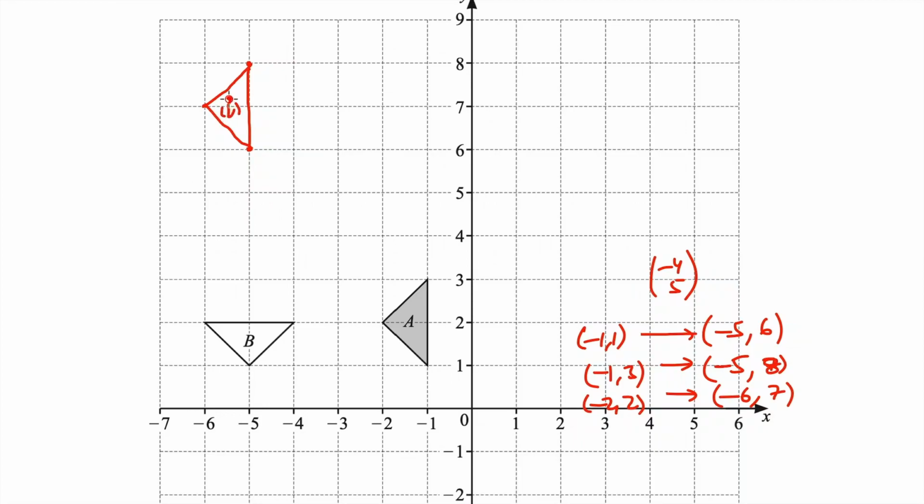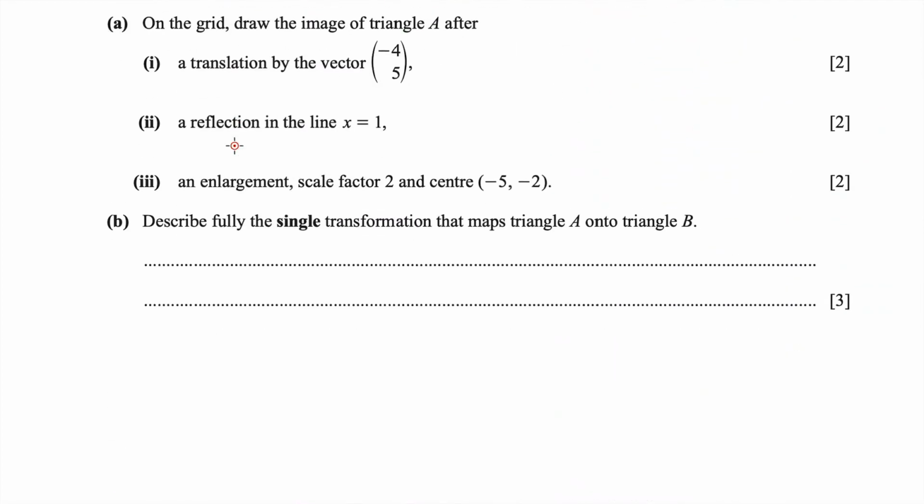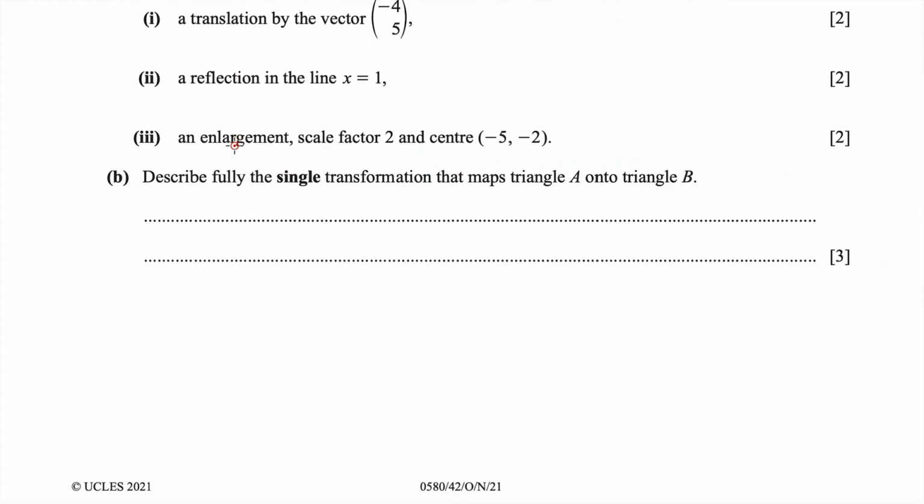This is the first part. Okay, translation means directly just add the x coordinate to each x coordinate and add the y coordinate to each y coordinate. Here, since the x coordinate is negative, it is moving to the left. Since the y coordinate is positive, it is moving up. That's it. Now, second, a reflection in the line x is equal to 1.